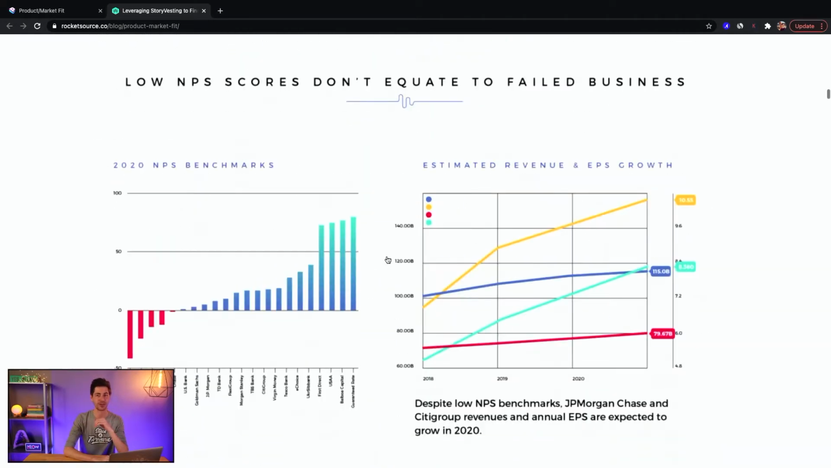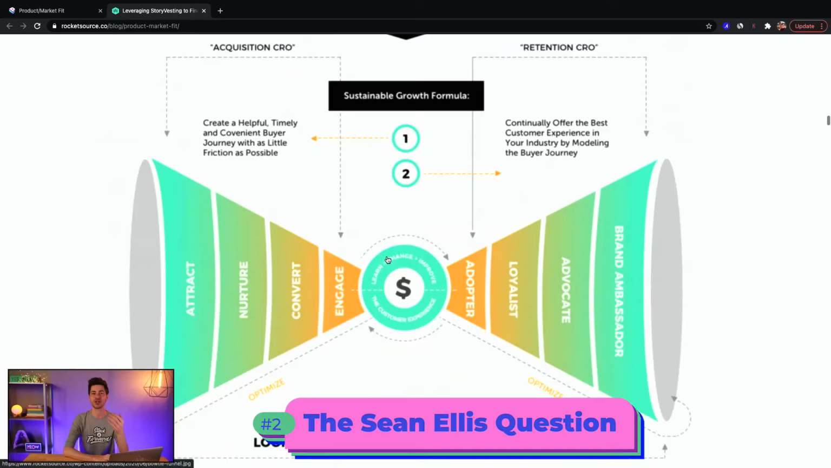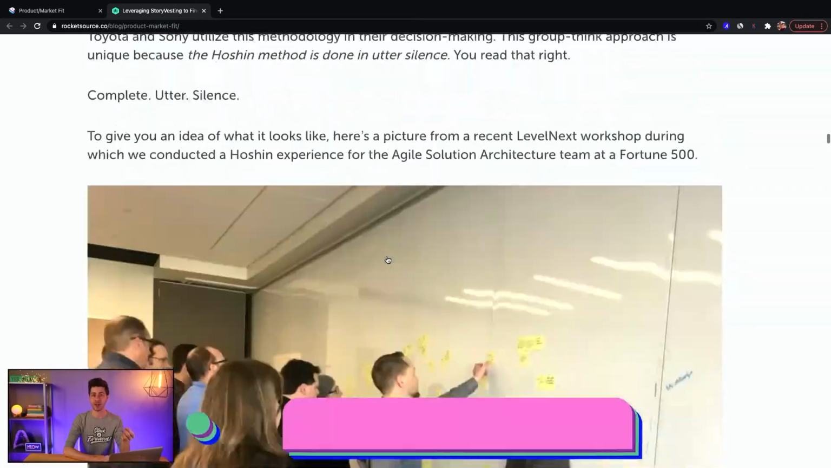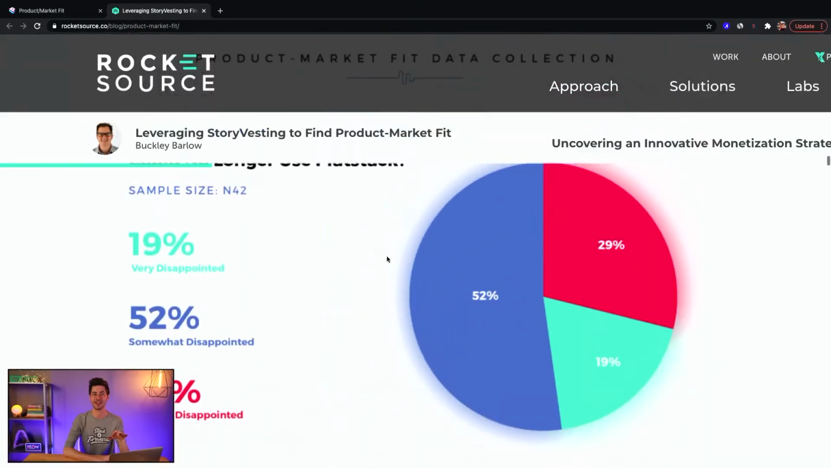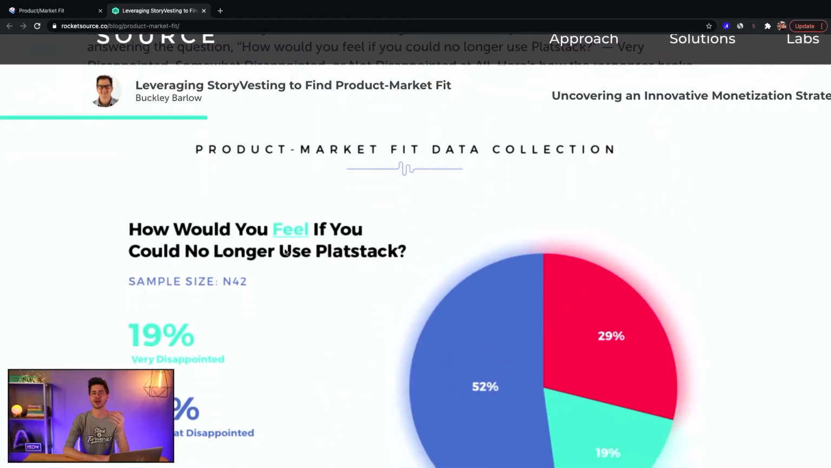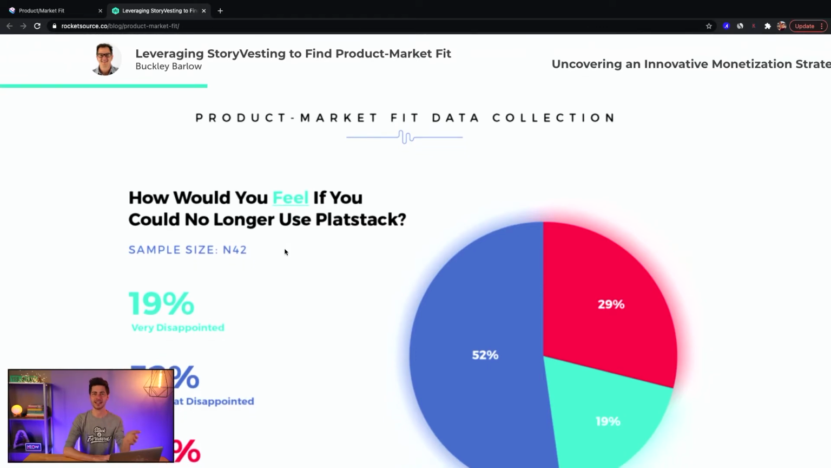The next framework that I would cover is basically the Sean Ellis question of how disappointed would you be? And like I said, this is a super long blog post, so give me just a second. Here we are. Sean Ellis is the CEO at Growth Hackers, and he asks his audience how disappointed they would be if they could no longer use product X. So we did the same thing at Platstack, and we said, how would you feel if you could no longer use Platstack? And the fact is that if you're not seeing 40% of your users saying they'd be very disappointed that they don't have your product anymore, then you don't have product market fit. Sorry about it. That's just the truth.